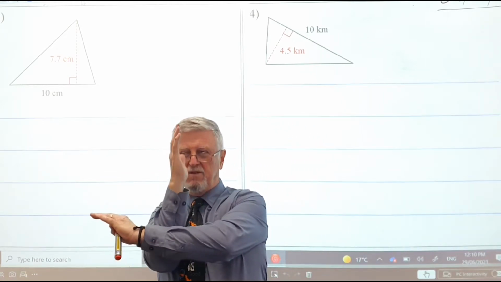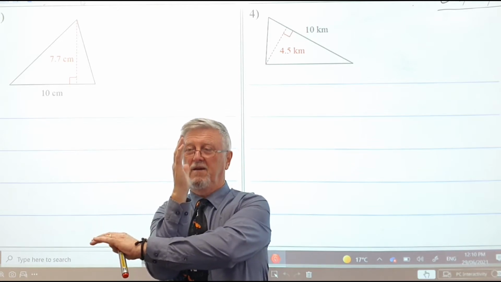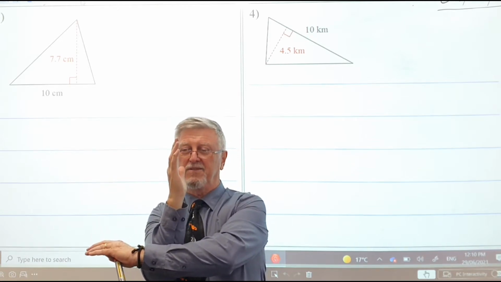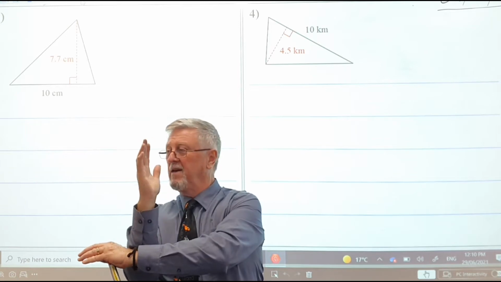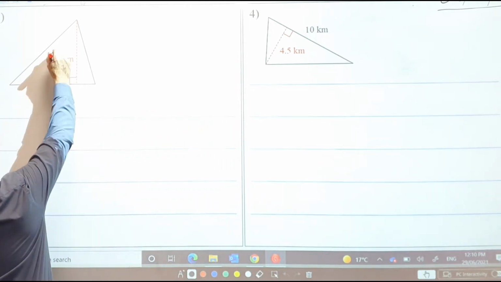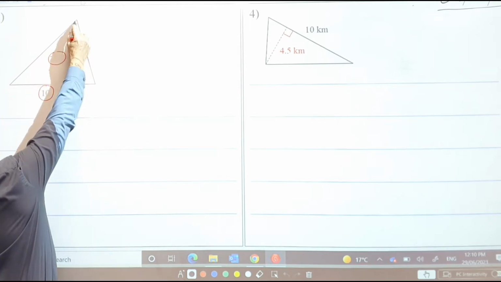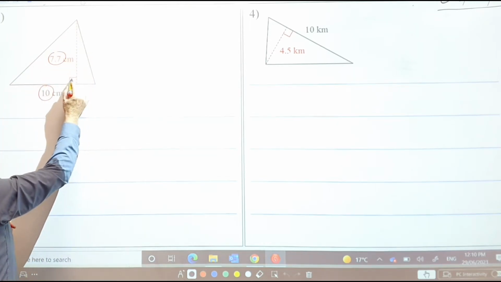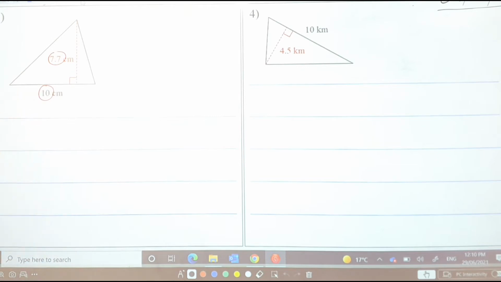We want two numbers that meet in right angles. So it's not about the middle because they can be anywhere. Two numbers that meet in right angles. So if you look at this one, the 7.7 and the 10, that line is that length, meets in a right angle with that one. So we're going to use those two.